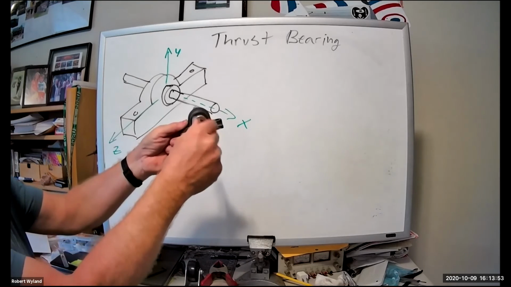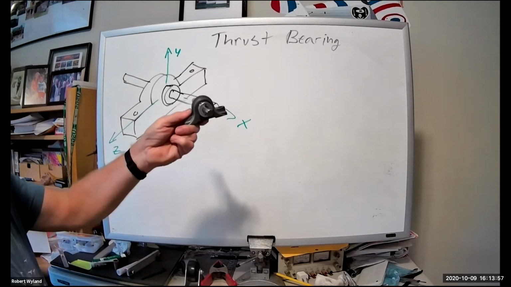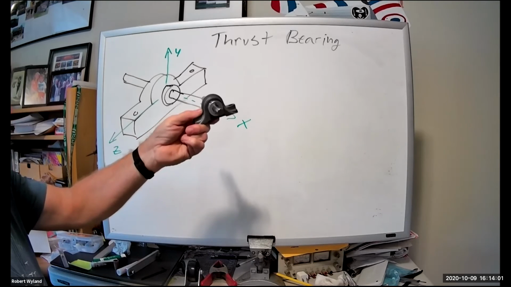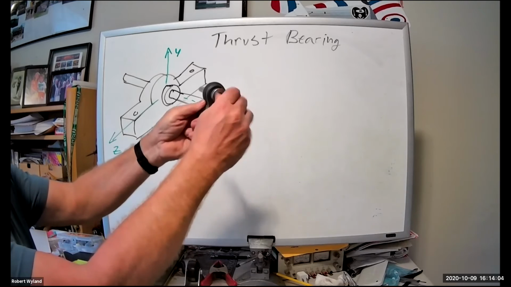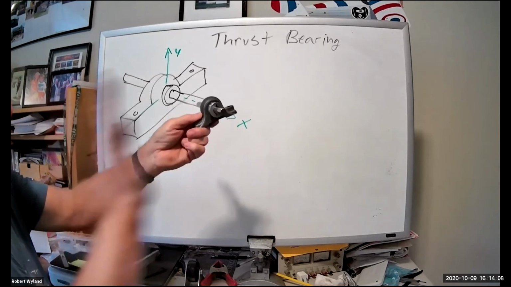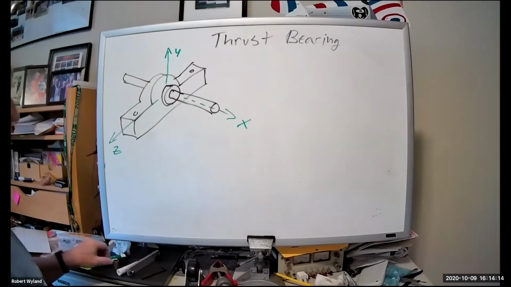So thrust bearings are used if you've got some force, usually on your shaft. They'll use these in transmissions and in clutches and throw-out bearings. In fact, that's what a throw-out bearing is. It's a thrust bearing that allows your drive shaft to go forward and backwards, for those of you who've installed clutches.